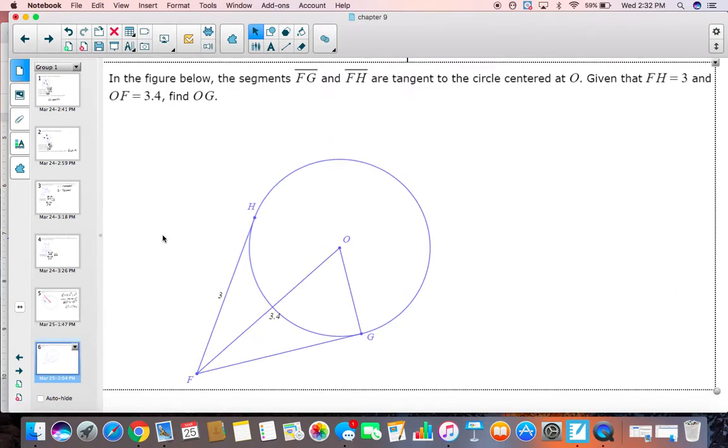Let's do one more here. In the figure below, the segments FG and FH are tangents to the circle at center O. Given that FH equals 3 and OF equals 3.4, find OG. So now it's given us our two tangent lines, FH and FG. So we know they're going to be the same. Since FH is 3, we know that FG is also going to be 3.